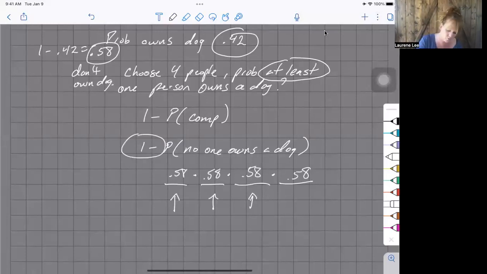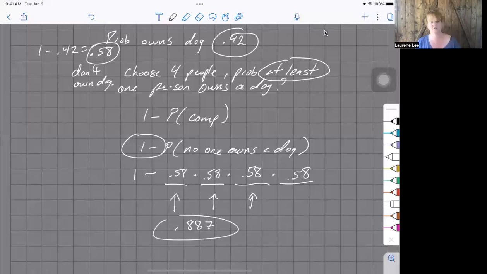So I have to go 1 minus that. All right, and if you do that math, 1 minus 0.58 times itself all those times, you're going to get 0.87 if we round it. So there's roughly an 89% chance that you pick at least one person that owns a dog.